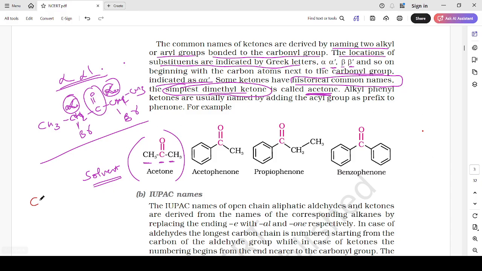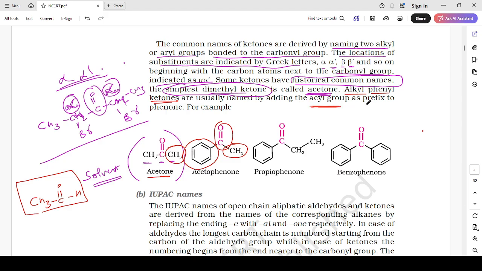No, you cannot. If I have CH3CO and instead of methyl I put an H here, this is no longer a ketone, it is an aldehyde. So the very first ketone that you will have is only acetone. Next one is alkyl phenyl ketones. Alkyl is there, phenyl is there, ketonic unit is there. Generally they are named by adding the acyl group as a prefix to phenone. Look at this here.